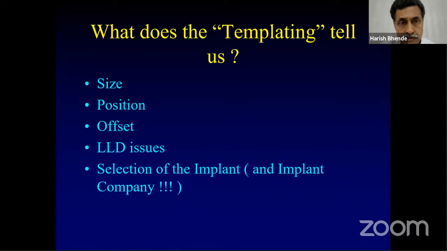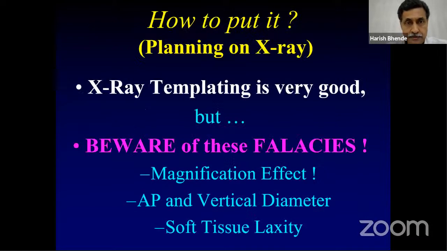It tells you about position, offset, limb length discrepancy issues, how to address them, in which way you have to add or reduce limb length, and eventually the selection of an implant, because sometimes you may need a long stem or a high offset implant. And if a particular system doesn't allow you that, you may have to change the implant company and ask for an implant from some different company, which can give you a high offset implant in some cases. So it is very important to do this templating well. And for that, we need to understand some basics.